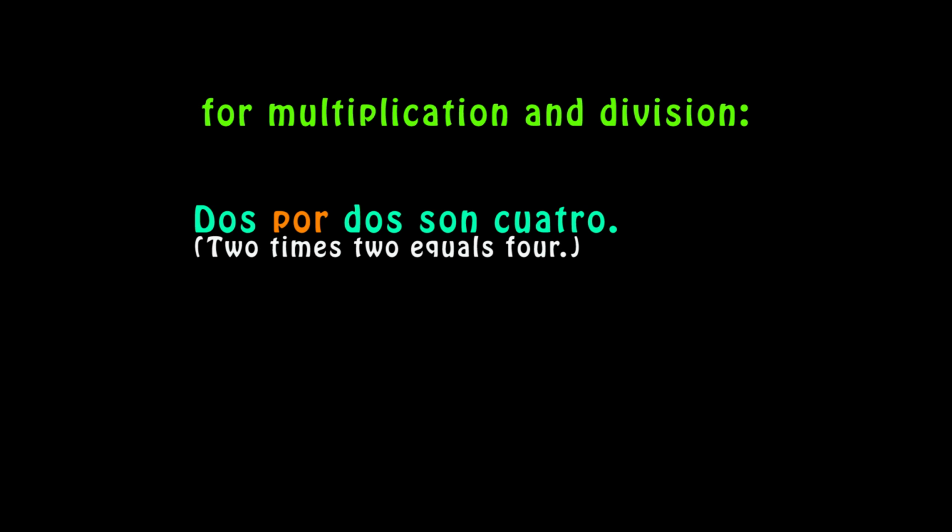When we want to express multiplication, division, we use por. Here is an example. 2 por 2 son 4. 2 times 2 equals 4.